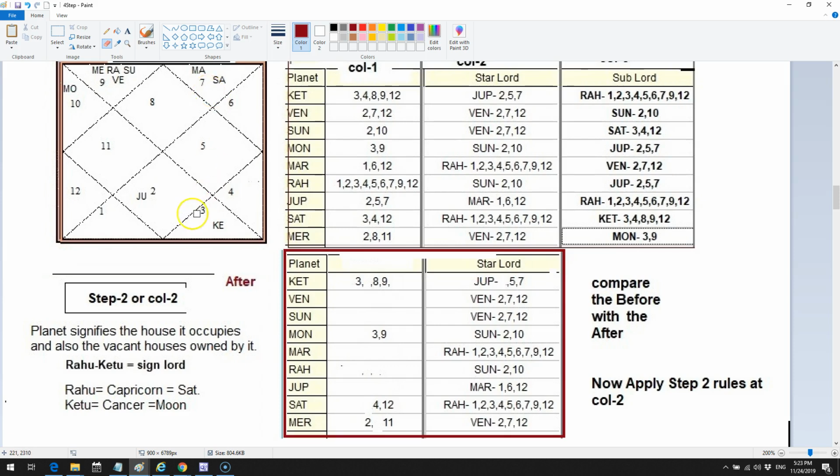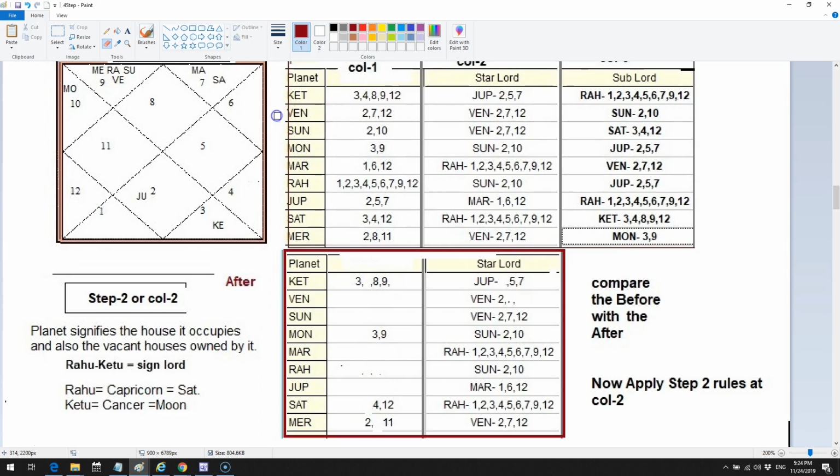So 12th is 1, and both of these houses are already occupied. The Venus house 12th and the 7th house, you already have planets over there. So we are going to remove the 7 and 12. So now Venus is only indicating the 2nd house at the step 2. You see how dramatically the signification for the Venus has changed.